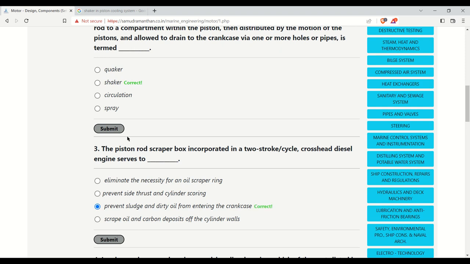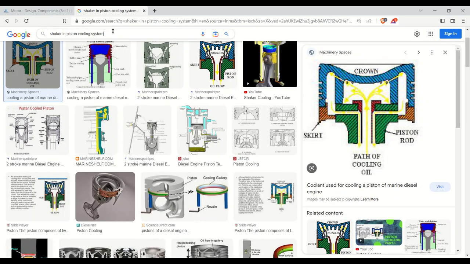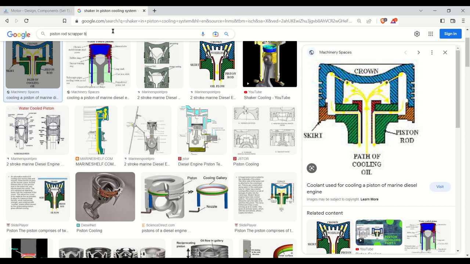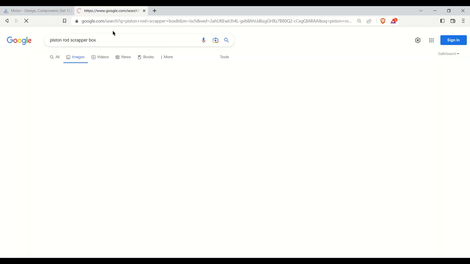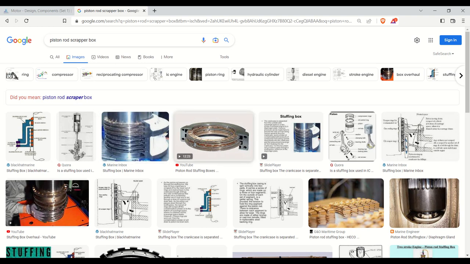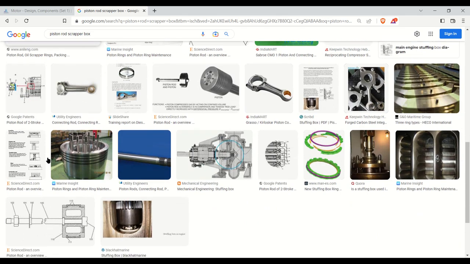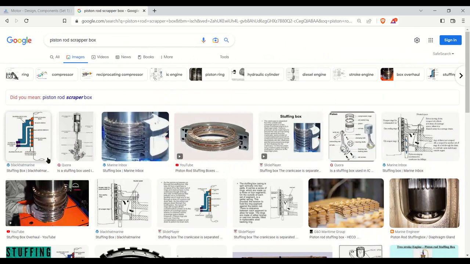Yes, right. Now let's see how the piston rod scraper box looks. Yes, you can see the images. These are all images of piston rod scraper boxes. The piston rod scraper box is also known as a stuffing box. We will take a look at a better image, the dismantled image.